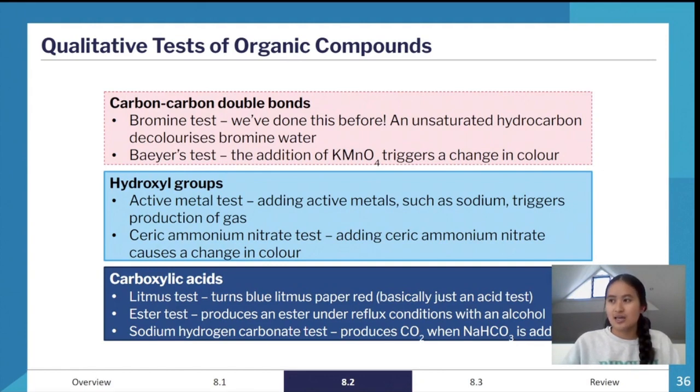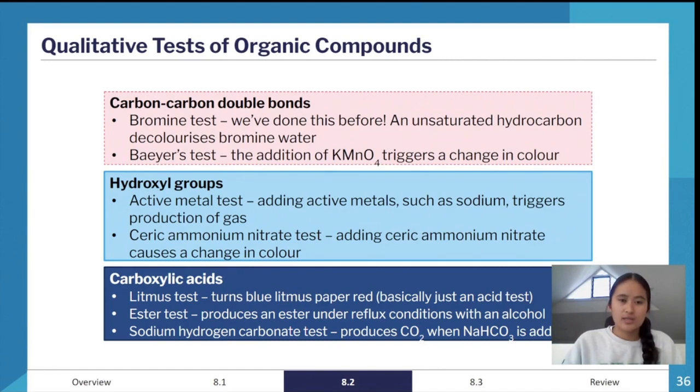There's also this other test where the addition of potassium permanganate triggers a change in color. Then you've got your hydroxyl groups, which are like alcohols, and you have your active metal test. So if you add it to active metals, it will trigger the production of gas. That's a really easy one to remember.